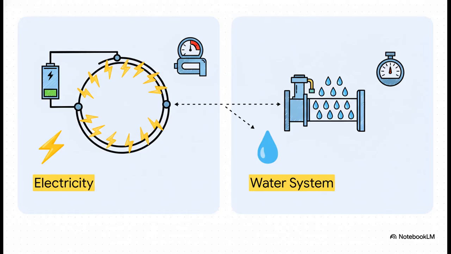And here it is, the core of the whole idea. Think of voltage as the water pressure, the force that's pushing the water through the pipes. And then you have current, which is just the flow rate, how much water is actually moving past a certain point. Just keep those two ideas in your head. Voltage is pressure, current is flow, and you're going to find the rest of this so much easier to grasp.